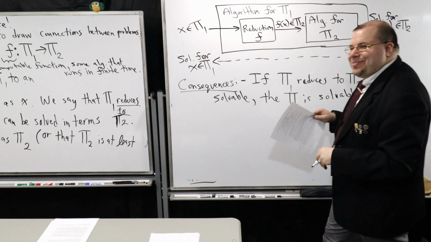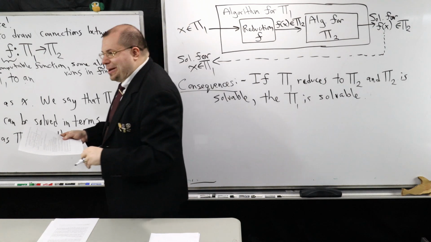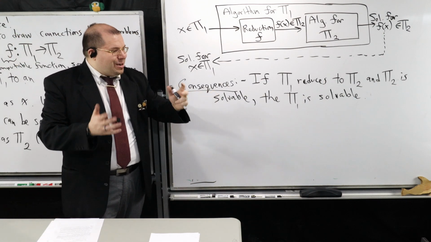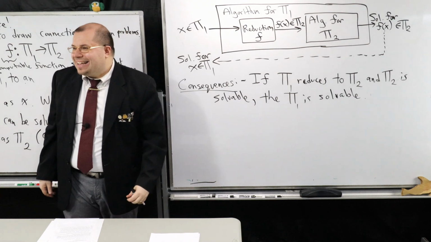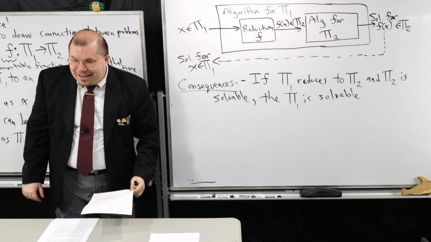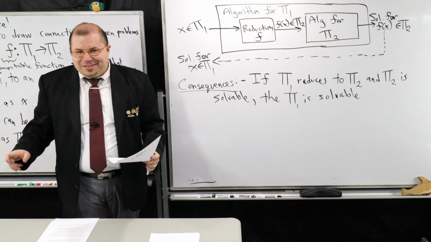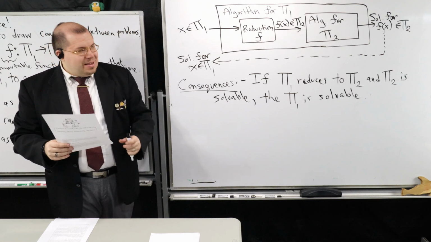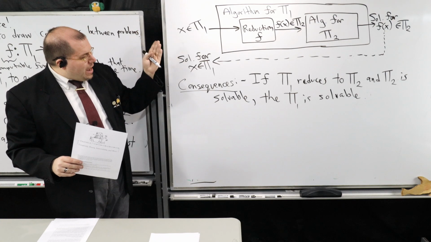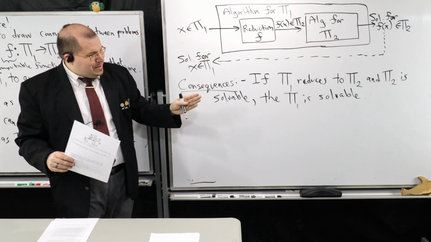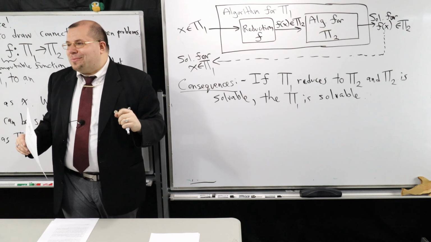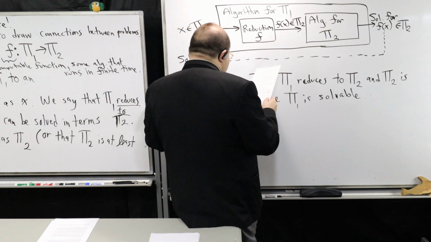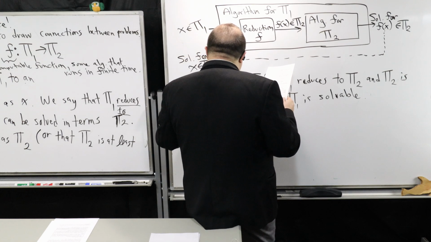Now I have a question for you. For those that are thinking about this logically, what does this also mean if I just flip it? So I gave a hint about it earlier on. If I know that I have an algorithm that solves that problem, then I know pi 1 is solvable. What about if I flip this around? This is the one that's a little bit more interesting in my opinion.